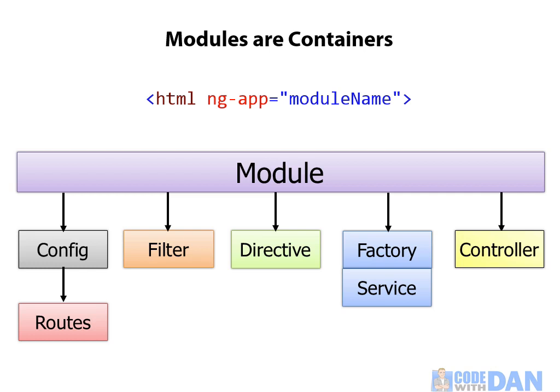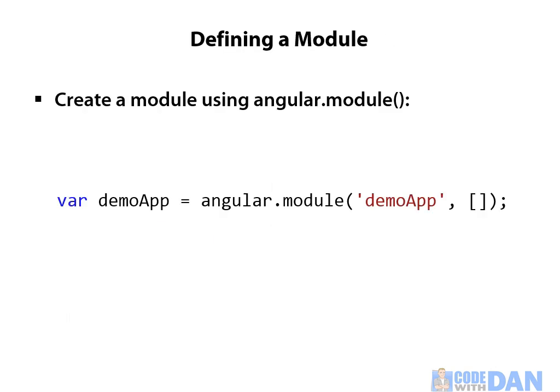Now, the way it works is we've seen the ng-app directive, but to this point, we haven't assigned it a value. Well, in a more real-life AngularJS application, what you're going to do is create a module, a container, give it a name, and then reference that name using the ng-app directive. Now, all the different pieces that are in that module are going to be accessible to the AngularJS application. Now, defining a module is actually quite straightforward.